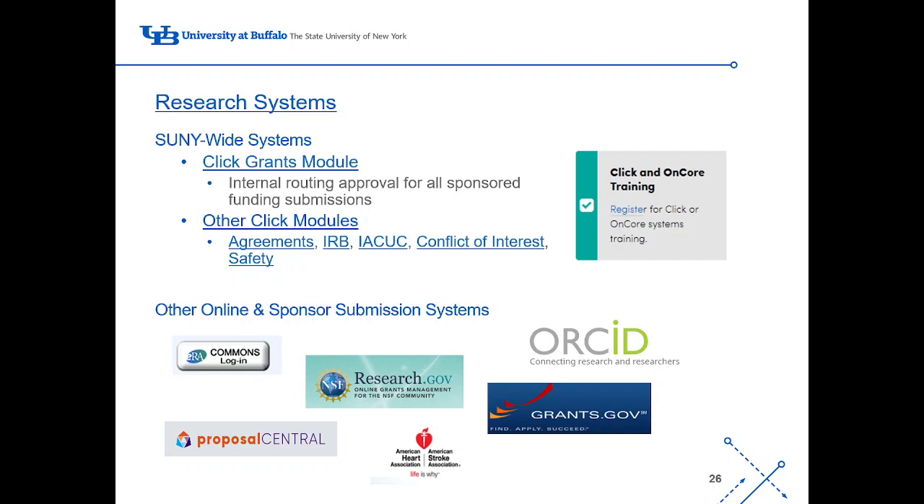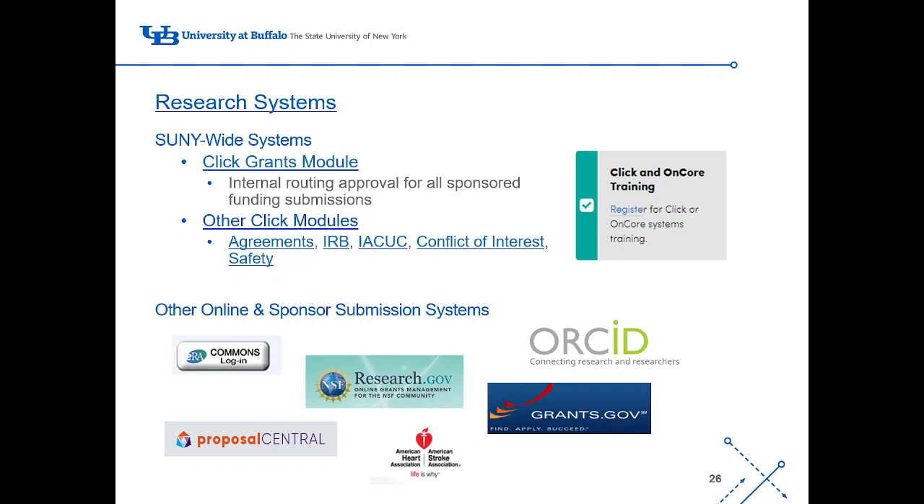The CLIC system that was discussed in an earlier video is a SUNY-wide system that is used for several research-related approval mechanisms. On top of being used for internal grant proposal approvals, the CLIC system is used to submit conflict of interest forms once a year and for completing the approval forms for research compliance-related subjects such as human subjects and animal research.